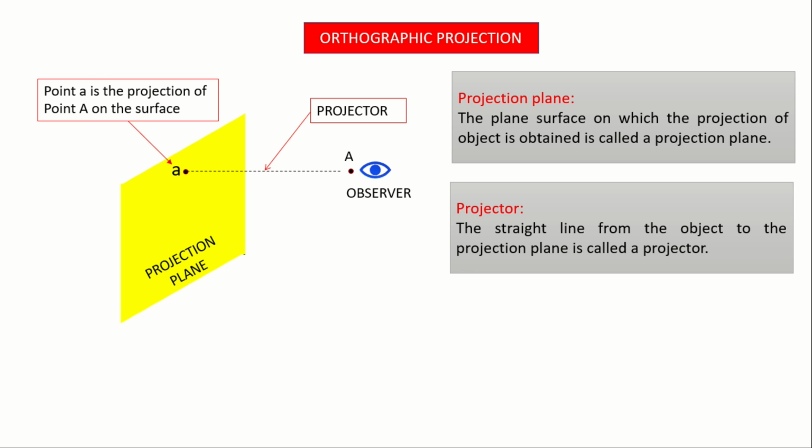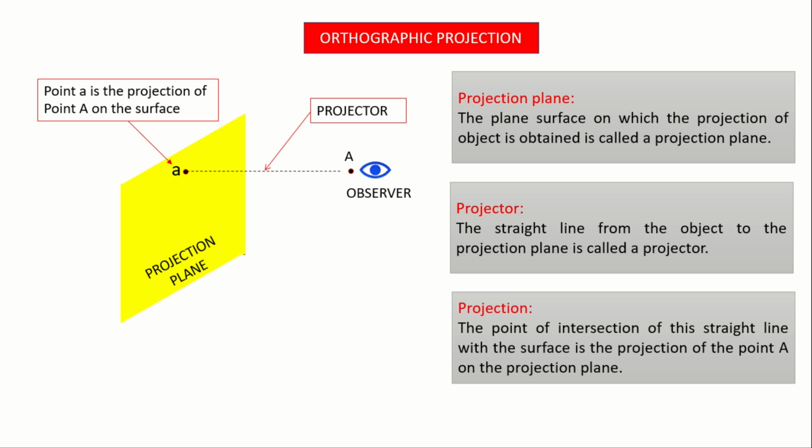Projector. The straight line from the object to the projection plane is called a projector. Projection. The point of intersection of this straight line with the surface is the projection of the point A on the projection plane.